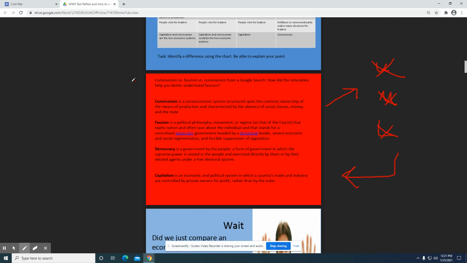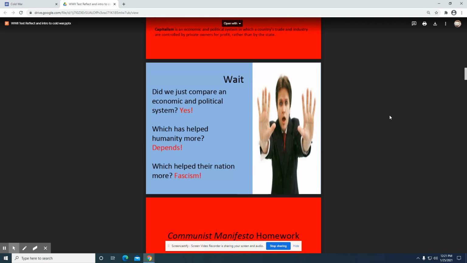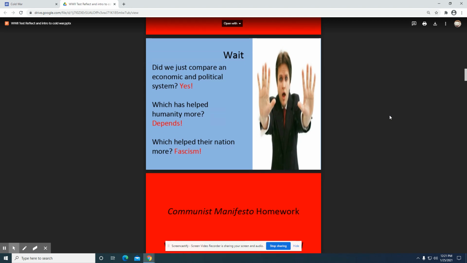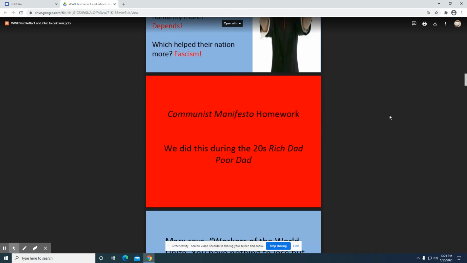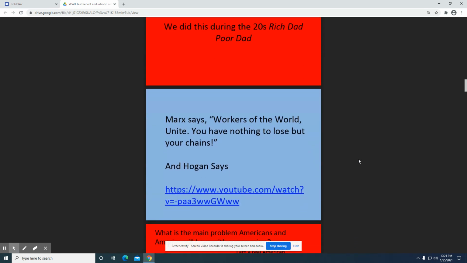So as far as test review, guys, just try to focus on what will be focused on when we get to assessments. All right, so here, did we just compare an economic and political system? What helps their nation? All right, so we're just going to move on because I've kind of addressed that item here. If you're in class, you know that in the 20s, we completed the Rich Dad, Poor Dad reading, and I had you look at some excerpts from the Communist Manifesto. So that's something that we're going to be doing once again, trying to revisit some of those ideas.